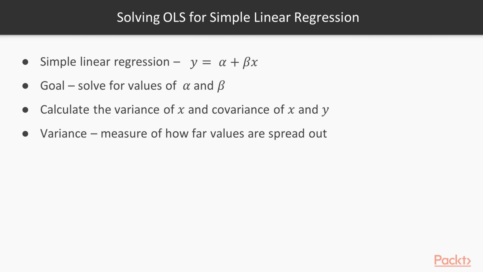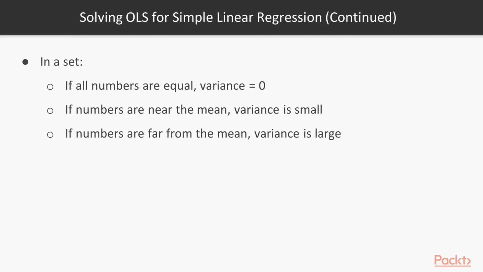Variance is a measure of how far a set of values are spread out. If all the numbers in the set are equal, the variance of the set is 0. A small variance indicates that the numbers are near the mean of that set, while a set containing numbers that are far from the mean and from each other will have a large variance.